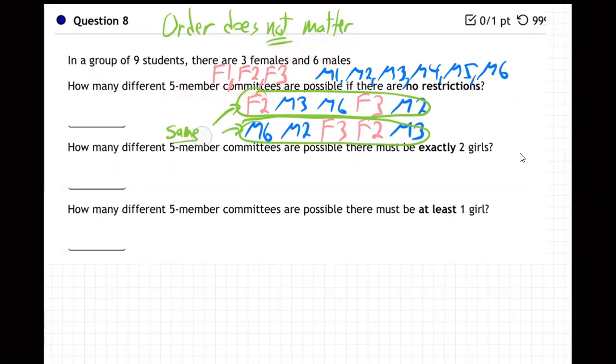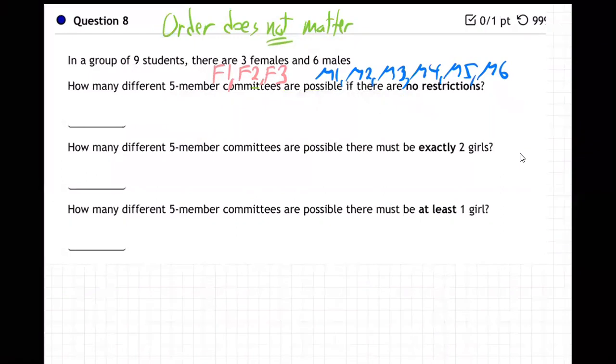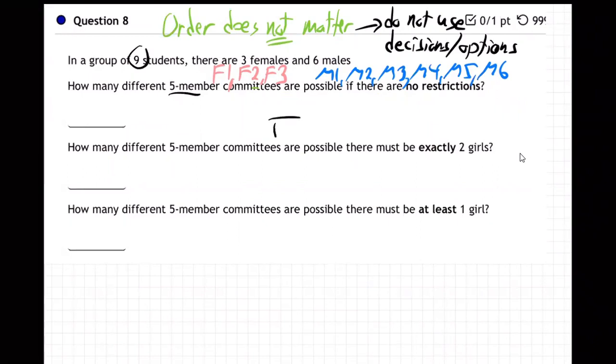Okay, so what then? That means whenever you've got a problem where order doesn't matter, we cannot use decisions options. You cannot use that thinking. That only works when order matters, because you might say, well, I can do it. You just got to pick 5 committee members. You have 9 people. You just got to make decision 1. This is wrong. This is not right. But you'll be tempted to do this.